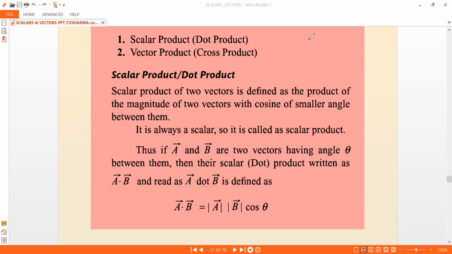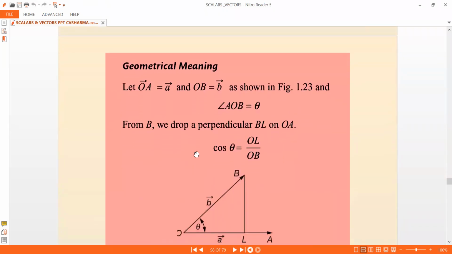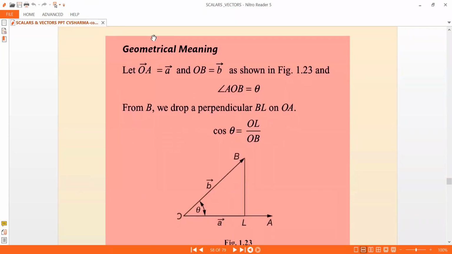Now let's move on. What is the geometrical meaning of the dot product? Let OA bar be the vector A bar, and OB bar be the vector B bar. So these are the two vectors we have taken, as shown in figure 1.23.